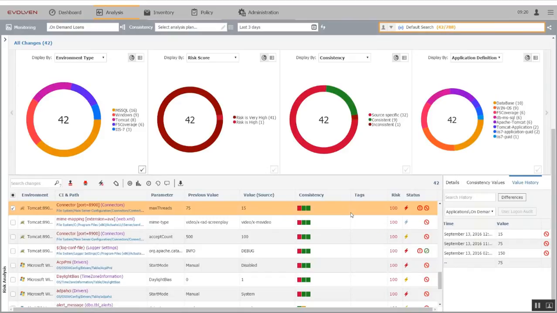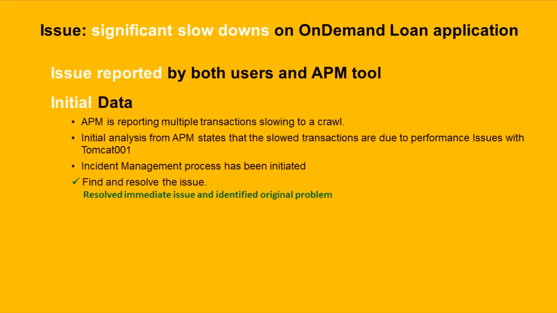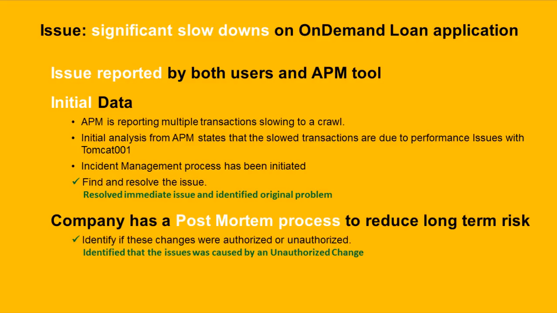So let's recap. Basically what we wanted to do is find and resolve the issue and identify the original problem. We did that very quickly, and we were able to remediate both issues. The second thing we wanted to do is determine whether these were authorized versus unauthorized. We did notice that some of these were unauthorized, and we will place them into the report so the incident management and change management team can get better with their RFC process.